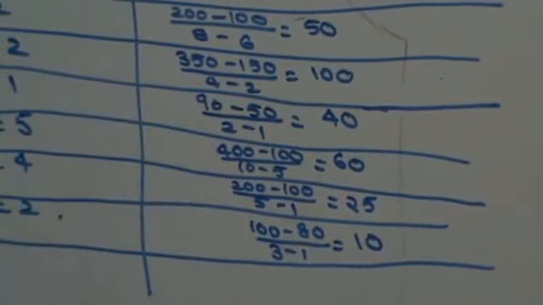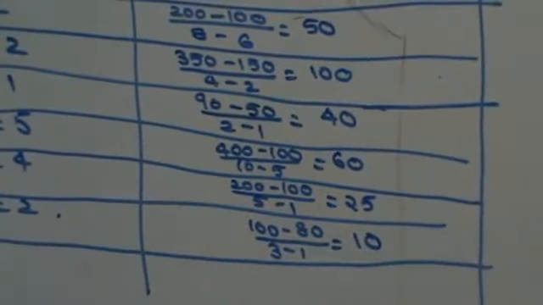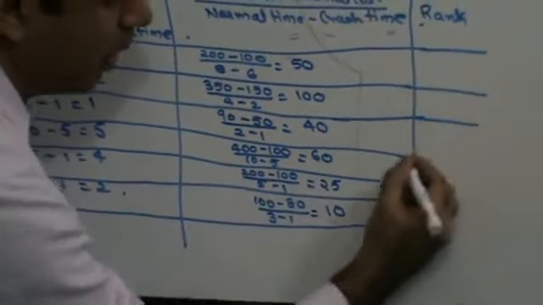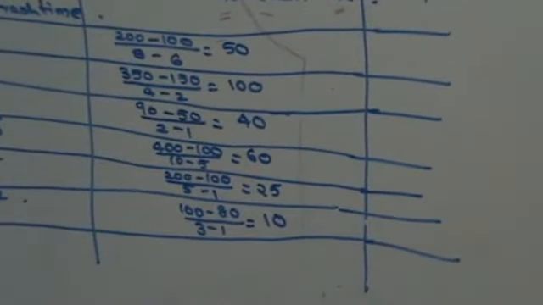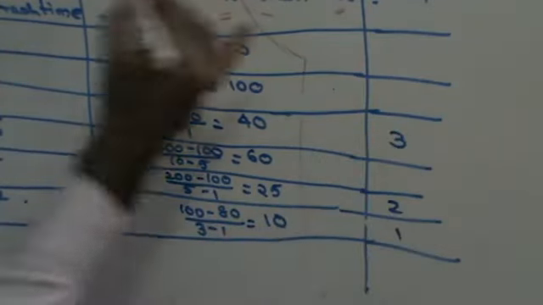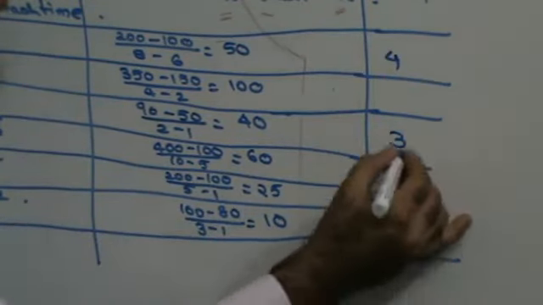So you know the activity, you know what is your crash time, and you also know your crash cost. Now you need to rank them. How do I rank them? I have to rank them in ascending order. Out of all the crash costs that I have, the smallest is 10 rupees, so that will be given first rank. The closest to that is 25, that will be given second rank. The closest to that is 40, third rank. The closest to that is 50, fourth rank, then fifth and sixth.